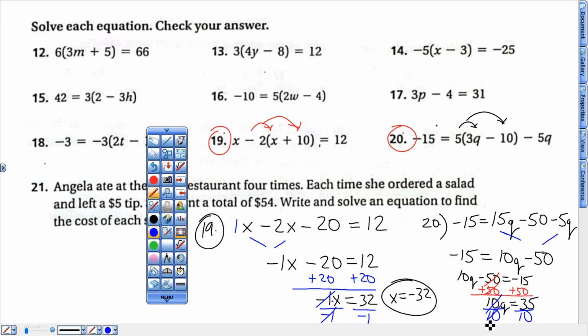And that gives me, when I divide 35 by 10, I think 3.5. So Q equals 3.5. And I tried to show you we're vertical. I just ran out of space. I would have shown my work vertical if I had the chance. All right, here we go.